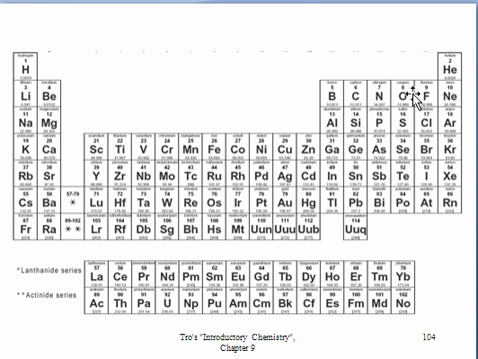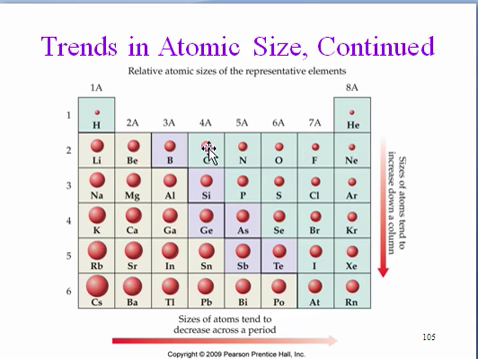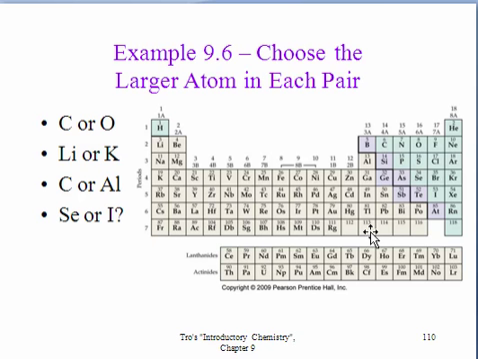As we go from left to right, all of our electrons are going in the same subshell, S and P subshell, but the nuclear charge is increasing, and that increased nuclear charge pulls the electrons closer to it. So as we go from left to right in our main group elements, our size decreases. In a given period, the alkali metal is always going to be the largest, and the noble gas is always going to be the smallest. So pause the slide and see if you can correctly identify which is going to be the larger atom in each pair.